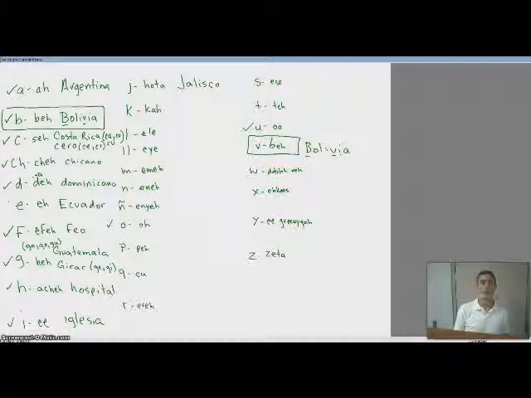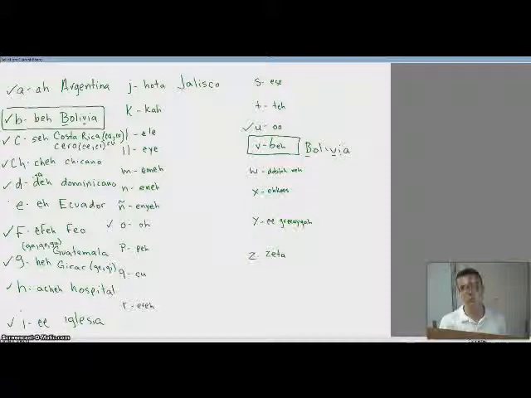Excuse me. Jalisco is a state in Mexico. It's the state where the city Guadalajara is located, which is extremely important. It's the birthplace of mariachi music and the place where the finest tequilas are currently manufactured.